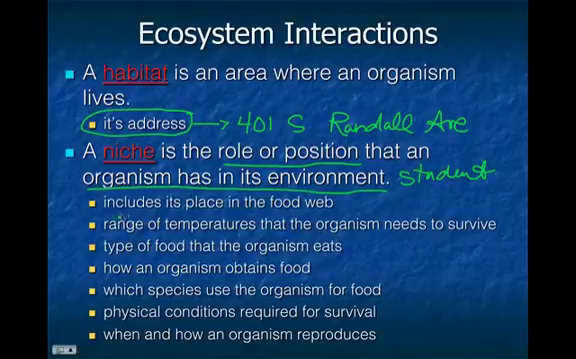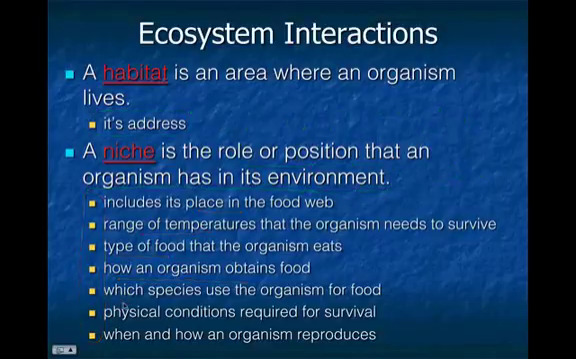So when we talk about a niche, as you can see here, it's a full range of characteristics. It includes its place in the food web, range of temperatures that the organism needs to survive, type of food it needs to survive, how an organism gets its food, which species uses the organism for food, the physical conditions required for survival, when and how an organism reproduces. So once again, a niche is the role or position that an organism has in its environment.